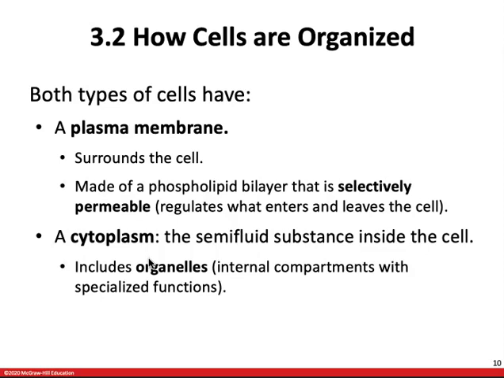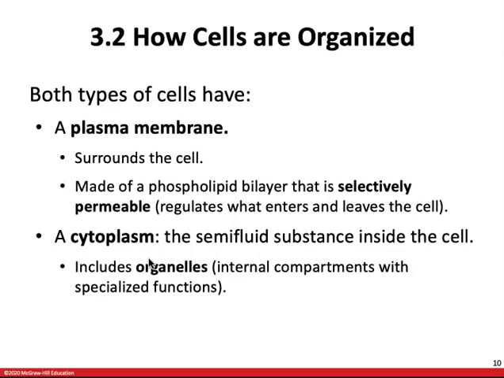Now, regardless of prokaryotic versus eukaryotic cells, both types of cells are going to have a plasma membrane. That plasma membrane surrounds the outside of the cell, and it's made of that phospholipid bilayer, which is selectively permeable. That just means that this phospholipid bilayer regulates what goes into and comes out of the cell. This is why it matters so much when we talked about that surface area to volume ratio. We care about this because it is how we exchange nutrients into and out of the cell.